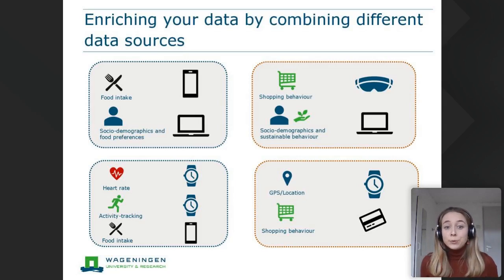The one to the right has shopping behavior, which you can measure with the virtual reality goggles. And you can also link that to socio-demographic and sustainable behavior. So what do people actually do in the supermarket? What do they choose with the virtual reality goggles? And what do they say they prefer, or do they say they engage in sustainable behavior? Yes or no?